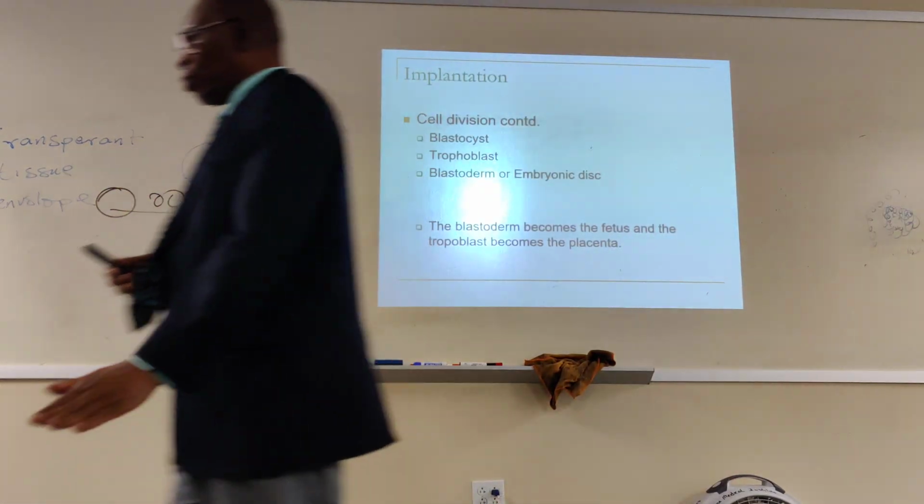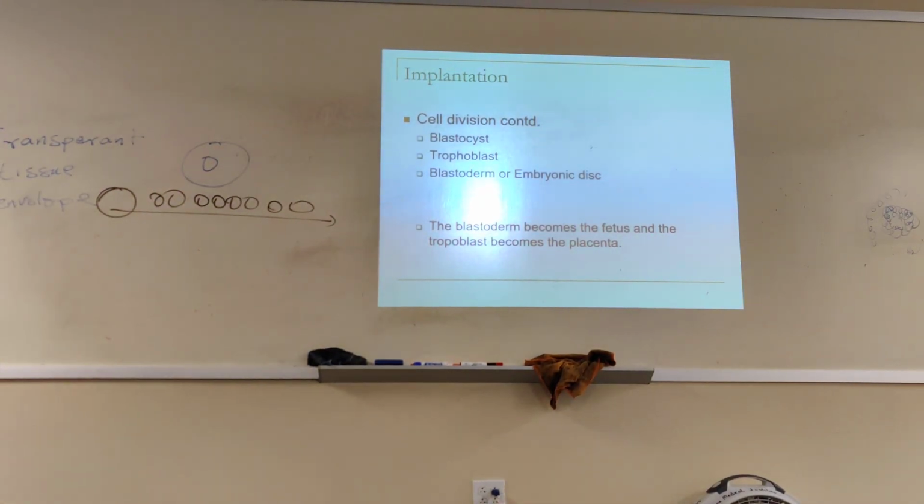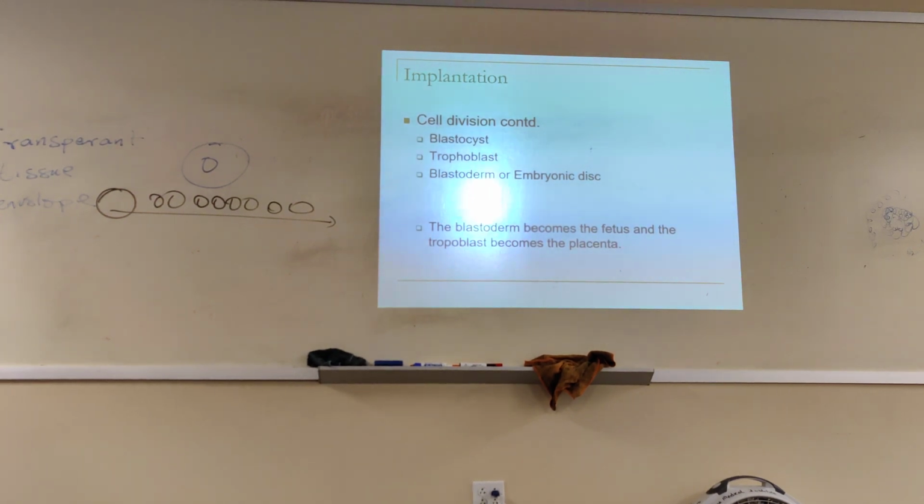will form what we call the blastoderm, or the embryonic disc. So that is what is going to eventually form the baby. The blastoderm will give rise to the baby. And then the trophoblast will form the placenta, what we call the placenta.